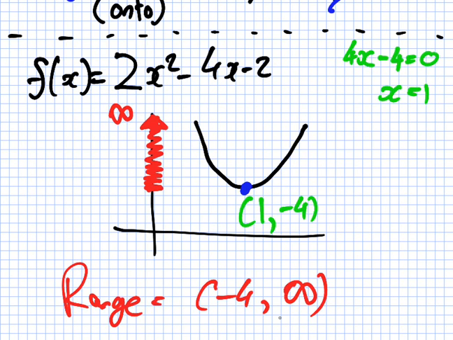I've seen this question a couple of times. In fact, in section A and section B, they give you a quadratic and they ask you for the range of it. So basically, they're asking you for the turning point, really. Okay, next example.